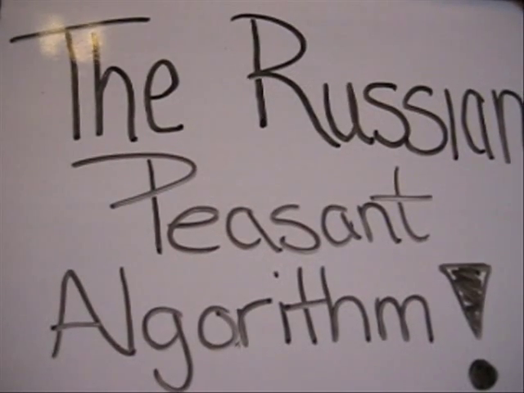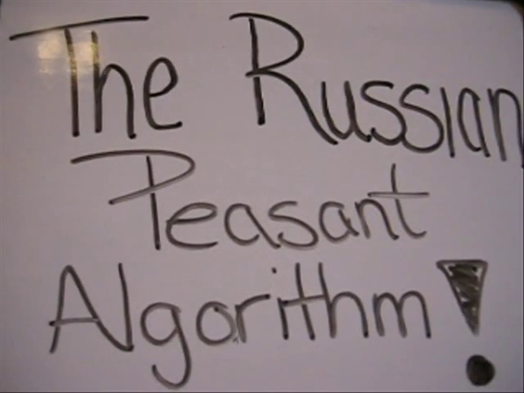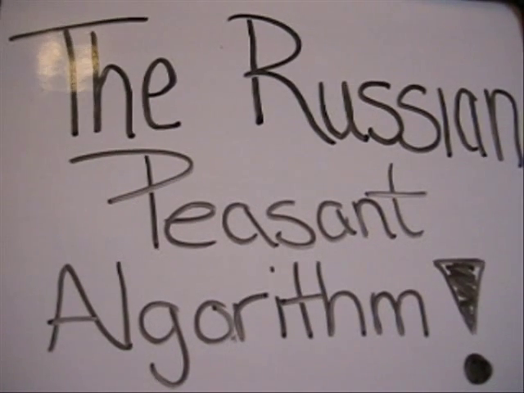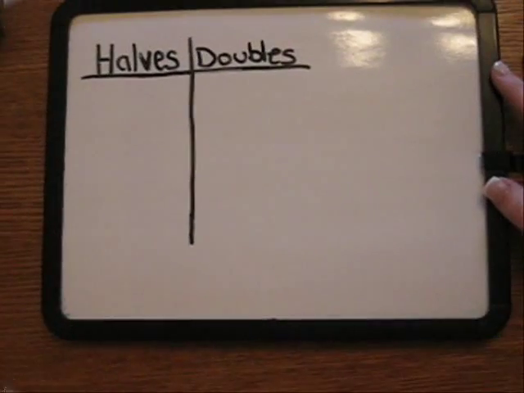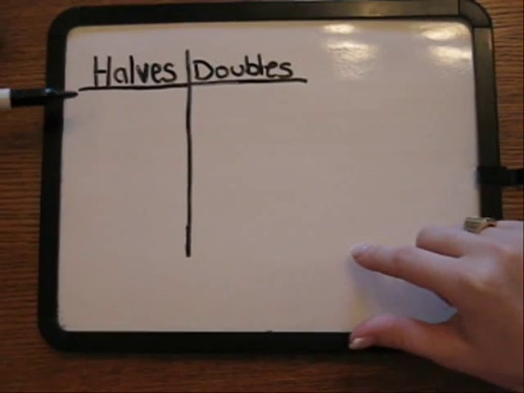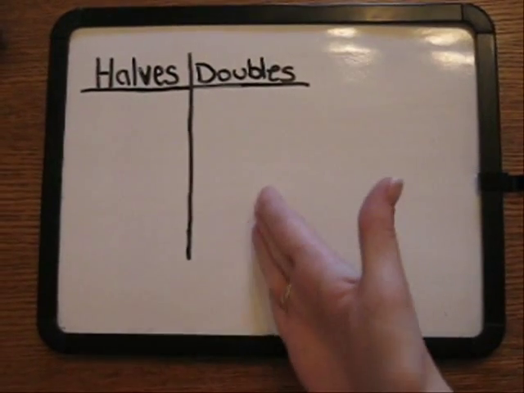The following video is a demonstration of the Russian peasant algorithm. This particular algorithm is used for multiplication and is based on the principle of doubling and halving. Okay, so as you can see, we have two columns set up here on this whiteboard, and what you want to do is have one column with the halves and one with the doubles.